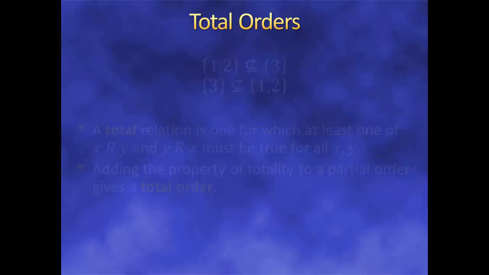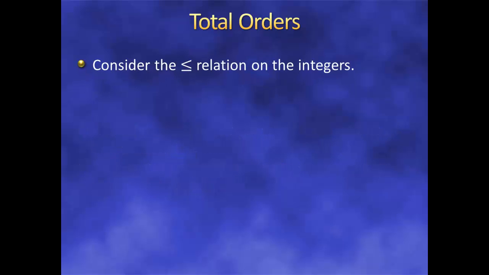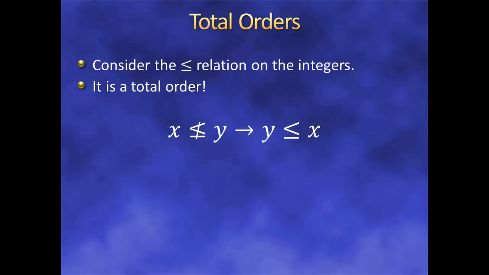For example, consider the less than or equal to relation on the integers. We can easily verify that this is a partial order on the integers. But as it turns out, it's also a total order. If an integer x is not less than or equal to y, then y must be less than or equal to x. 3 is not less than or equal to 2, for example, but 2 is less than or equal to 3.